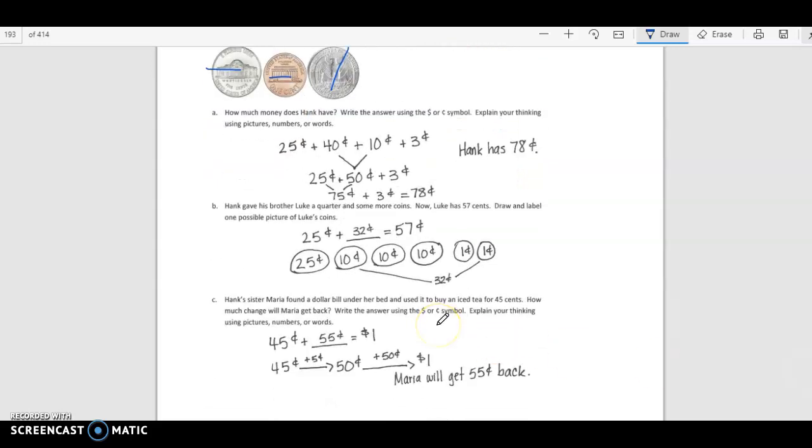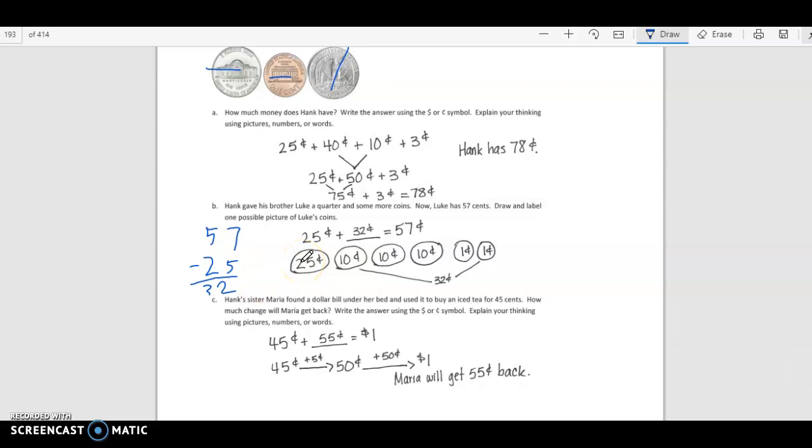Part B, Hank gave his brother Luke 1 quarter and some more coins. Now Luke has 57 cents. Draw and label one possible picture of Luke's coins. Okay, so the way I would have solved this, and I think most students would have solved it, would be he has 57 cents, and we take away that quarter. Or you could have done it with a picture, which would also have worked. Okay, and when you do this subtraction problem, you're going to get 32 cents. Okay, and then you could draw out 32 cents however you like.